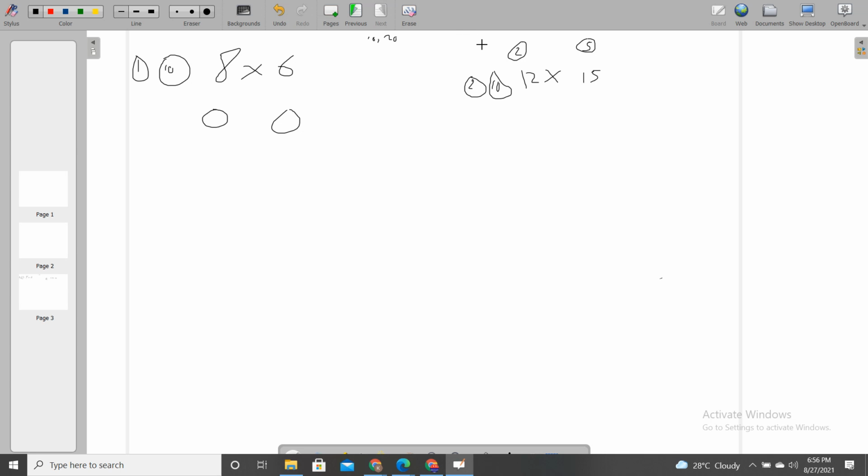Okay, now once it's up, it's positive. Always keep it. Once you write it up, it means that the sign is positive, plus. It means that 5 plus 10 is 15, and 2 plus 10 is 12. So I've gotten this part.